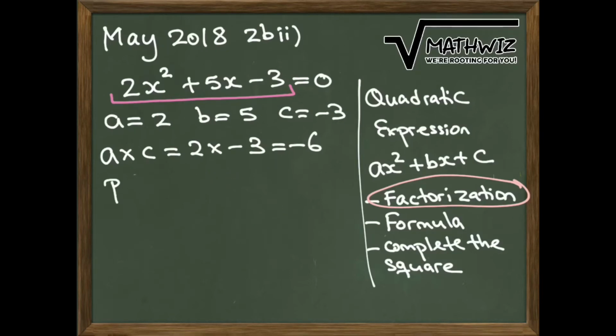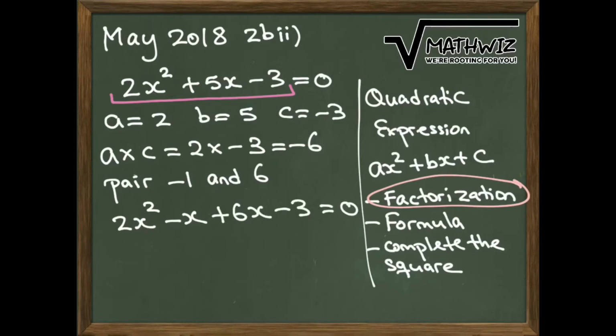So the pair that we are going to use is -1 and 6. So I'm going to rewrite it. So I have 2x squared minus x plus 6x minus 3 is equal to 0. Then I go ahead and I factorize. So I would have x, 2x minus 1.